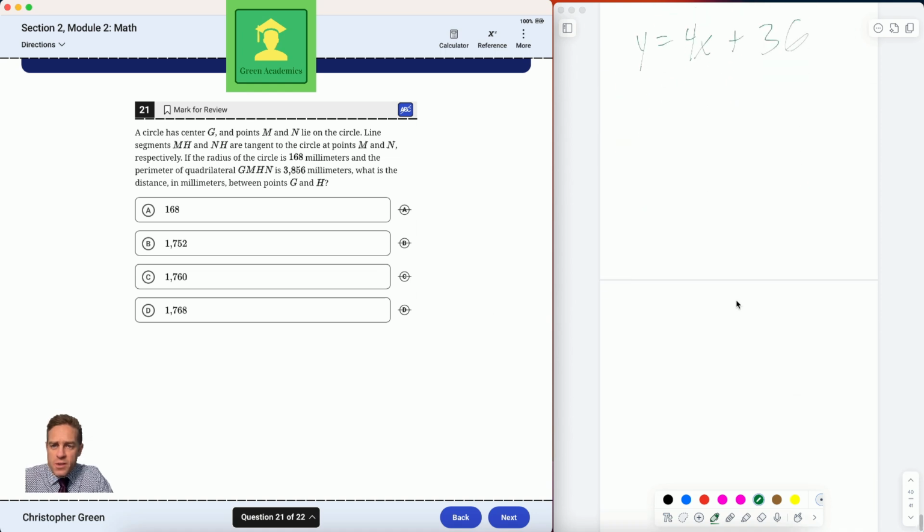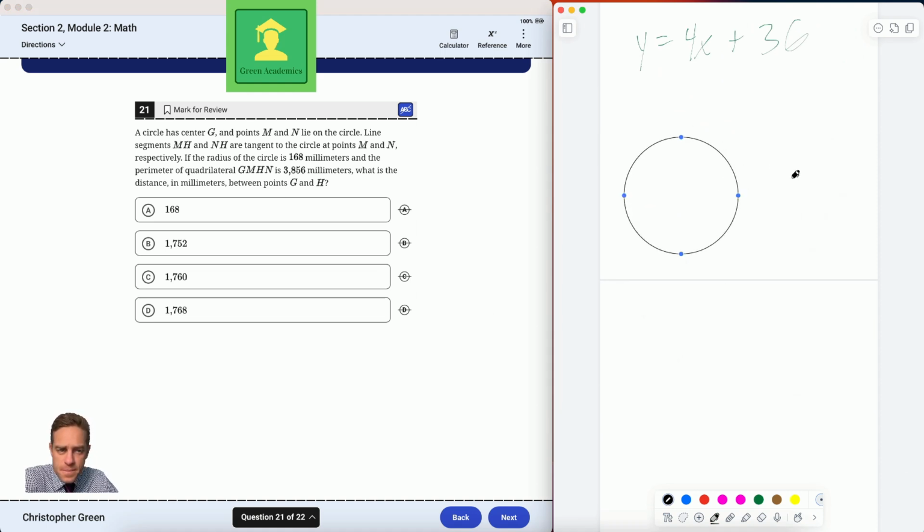A circle has center G and points M and N lie on the circle. Okay, let's always draw this. MH and NH are tangent to the circle at points M and N respectively. Okay, so I'm going to say that this is M as in Mary and this is N as in Nancy. Okay. MH and NH are tangent line segments.